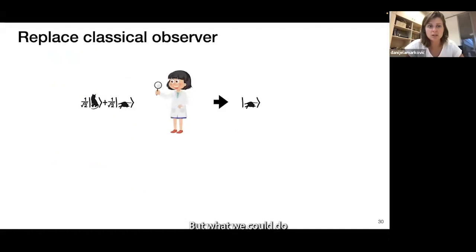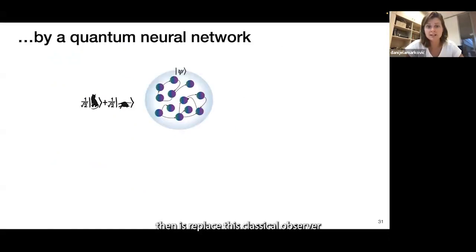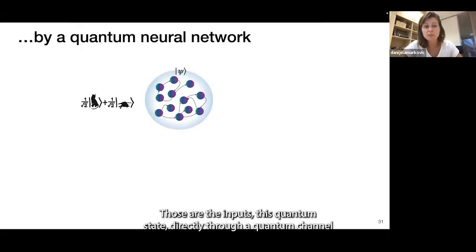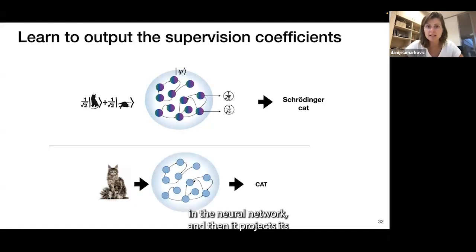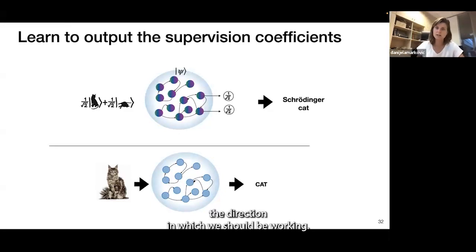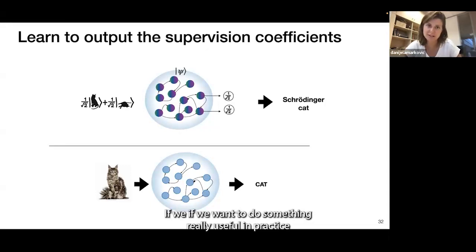But what we could do then is replace this classical observer by a quantum neural network, such as the one that we are building, such that we input this quantum state directly through a quantum channel in the neural network. And then it projects it to 2 output values that are very different from each other, such that in a single shot measurement, we can deduce the state of the input quantum system. So this seems to me as the direction in which we should be working if we want to do something really useful in practice with such quantum neural networks.